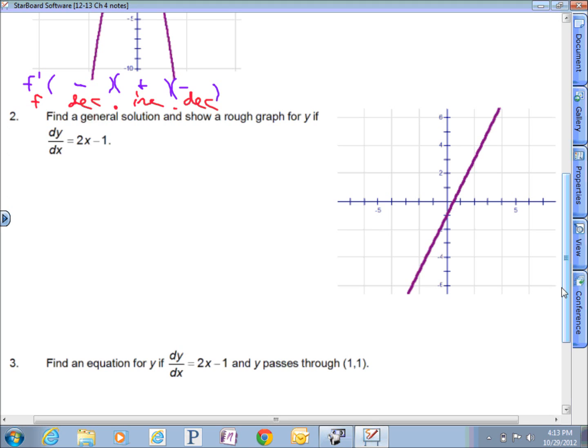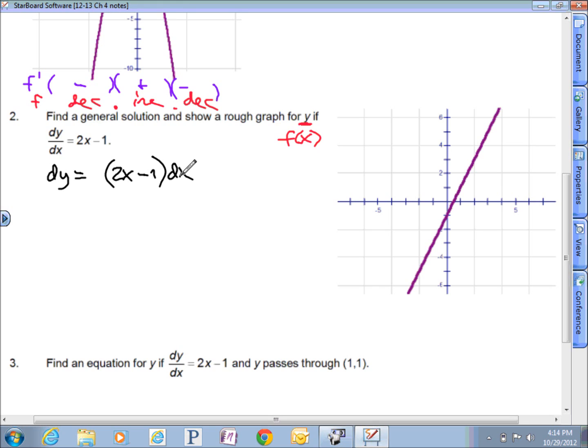So here's my dy dx. We're going to do it both graphically and algebraically. So let's do it algebraically first. So here's my dy over dx. I want to find my graph of y. I'm looking for y or f of x, whatever it is that you want to call it. So let's do our antiderivative. I'm going to start by separating my variables. So here's the dy on this side, and here's the quantity 2x minus 1 being multiplied by a dx.